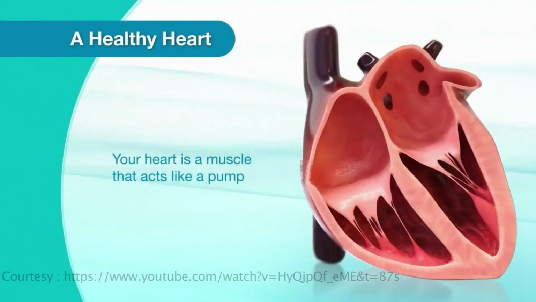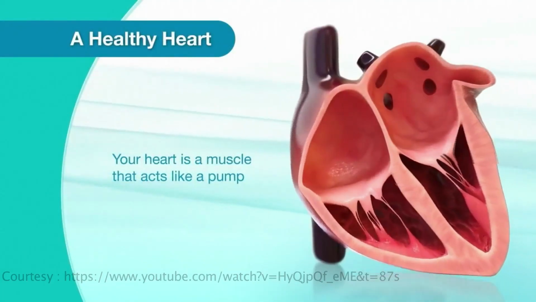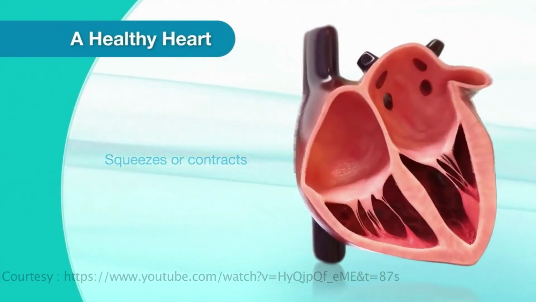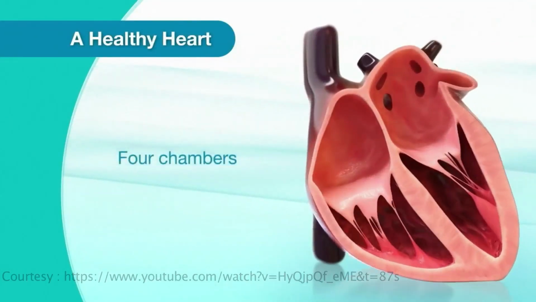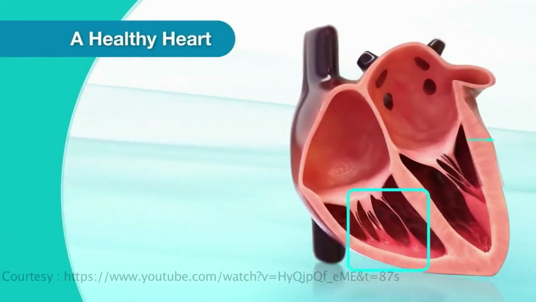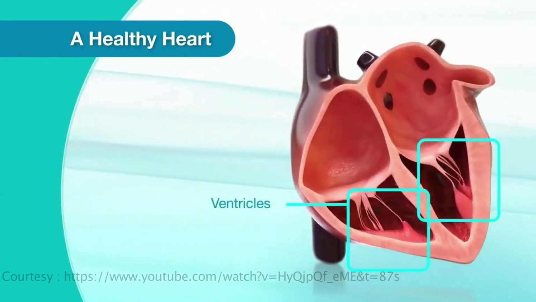Your heart is a muscle that acts like a pump. With each beat, it squeezes or contracts to push blood to the rest of your body. Your heart has 4 chambers. The 2 upper chambers are called atria. The 2 lower chambers are called ventricles.